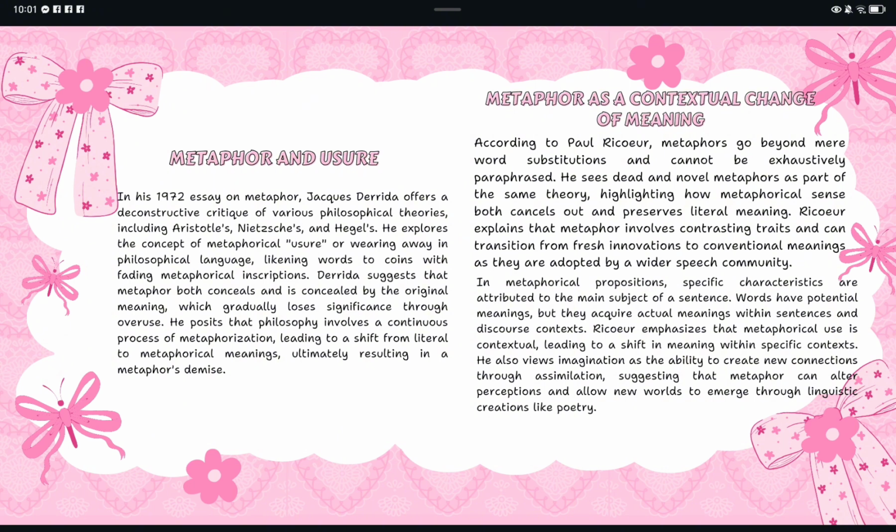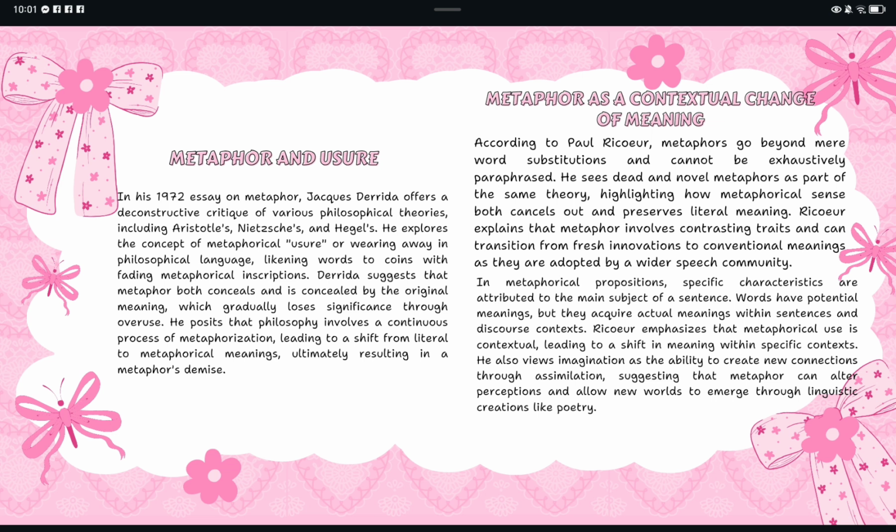To illustrate his concept of usure, Derrida employs a striking analogy of words as coins with inscriptions. Just as coins bear inscriptions on both sides, words, according to Derrida, can carry both literal and metaphorical meanings. With time and repeated use, the metaphorical inscription on these coin words can fade, becoming less distinct and more readily accepted as a part of the word's standard meaning. This fading, this usure, reverses a side of the coin, which gradually diminishes with use.